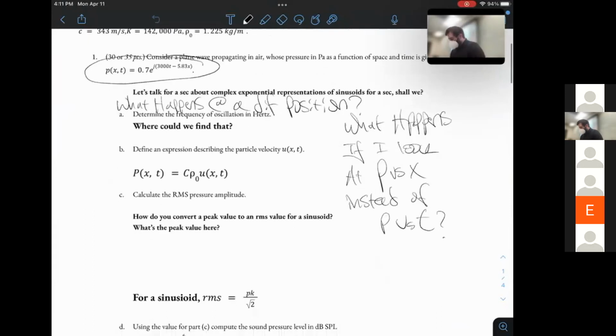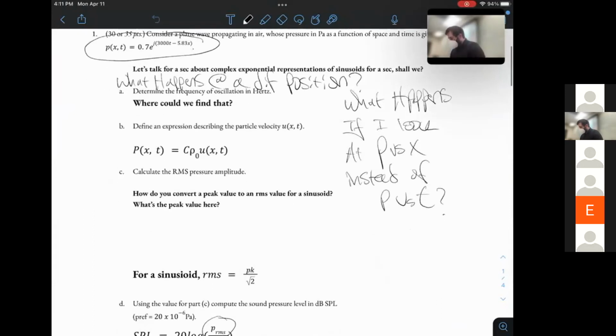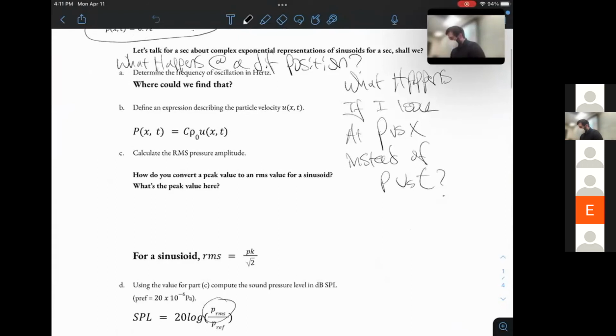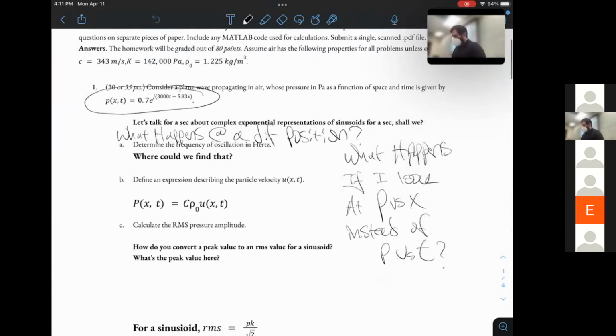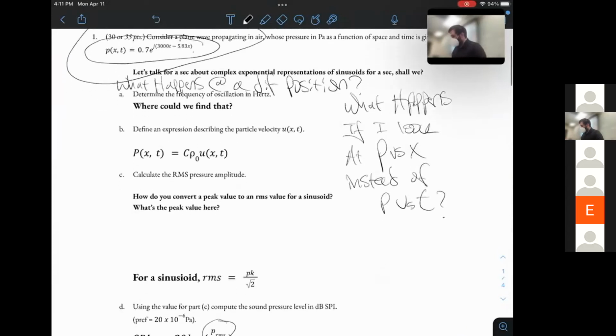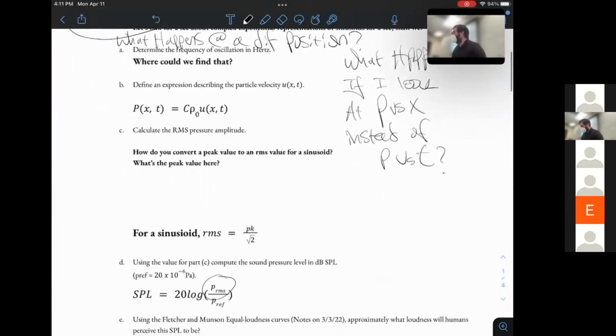Define an expression describing the particle velocity, u x of t. That's just an equation. You can plug that in, calculate the RMS pressure amplitude. Make sure you know how to convert a peak value to an RMS value. If it's a sinusoid, you're going to divide it by √2. That's all it is, right? And if you're ever looking at something in this form, then that first number is its peak. Okay.